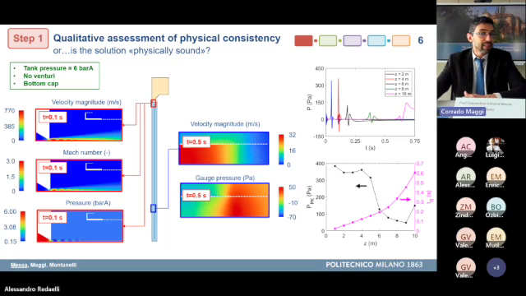And an example of a verification of the physical consistency of the results is shown here, referring to a specific test case in which the tank pressure was 6 absolute bars. There is no venturi installed upstream of the bag, and the bag is closed with a bottom solid cap. And you can see a lot of color plots here referring to the configuration of the airflow at different times.